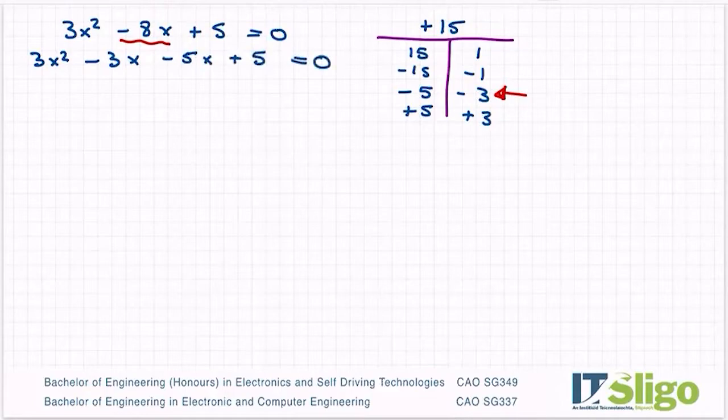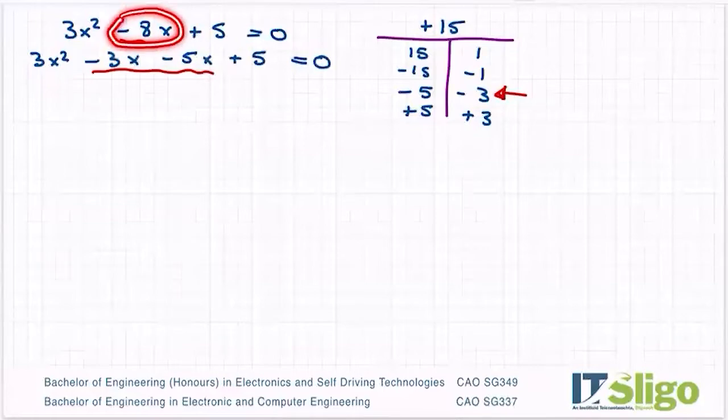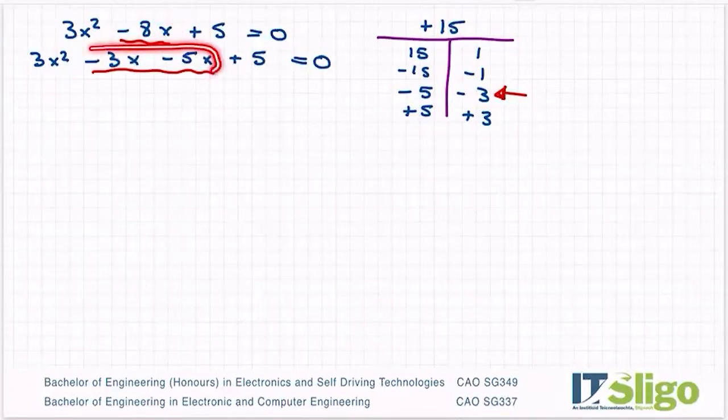Okay, so what has happened? Can you see the equation is the exact same? I have 3x squared, I have plus 5, and I've just rewritten minus 8x as minus 3x minus 5x. Okay, so it's the same thing. It's just rewritten to allow me to group them together.